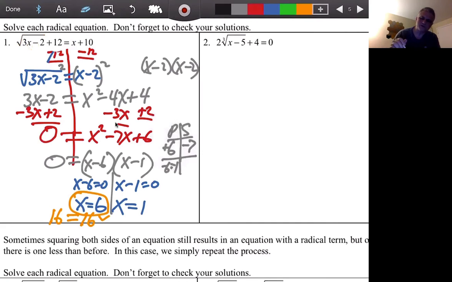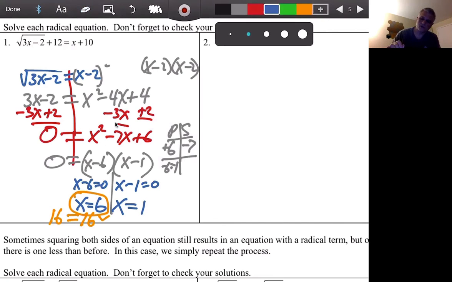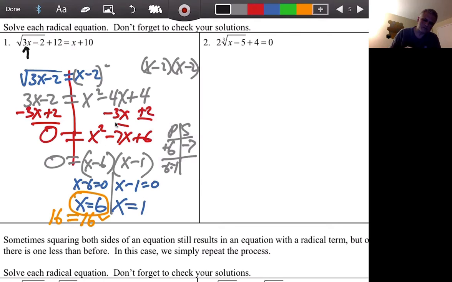Okay, let's see if we are as fortunate with our good friend x equals 1. So for x equals 1, 3 times 1 is 3. 3 minus 2 is 1. The square root of 1 is 1. So we get 1 plus 12, which is 13, equals, put the 1 on this side, 1 plus 10 is 11. 13 equals 11. No, it doesn't. x equals 1 is an extraneous solution.